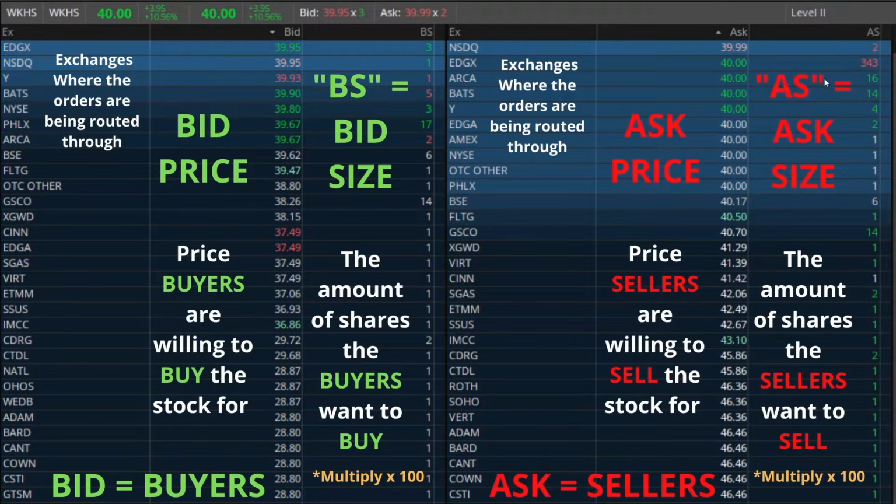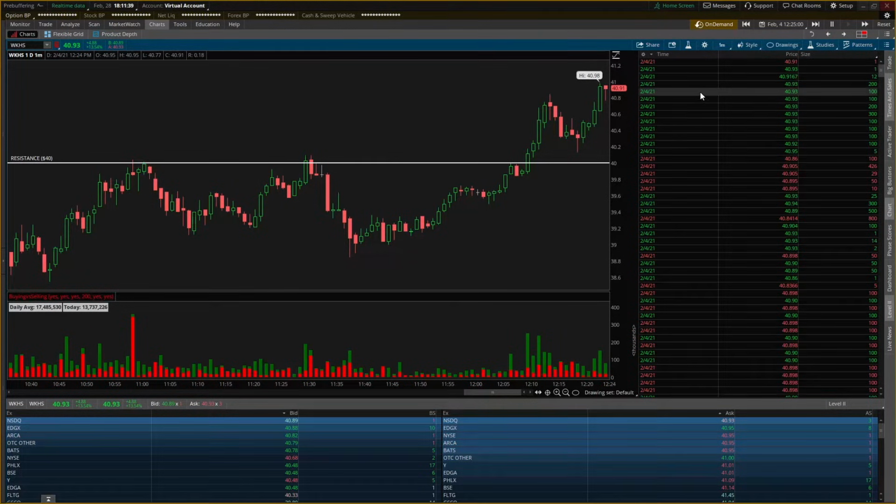And you have someone that's looking to sell at $40, 343 on the ask. So you have to multiply that by 100, which is 34,300. So that's pretty much the basis to the level 2, which is the order book. And now we have to go over the time and sales, which we could see right here.